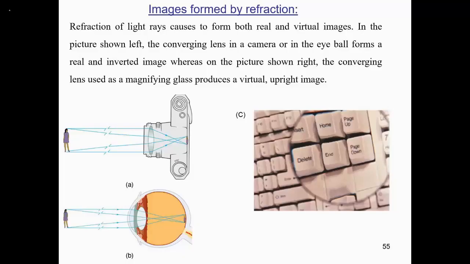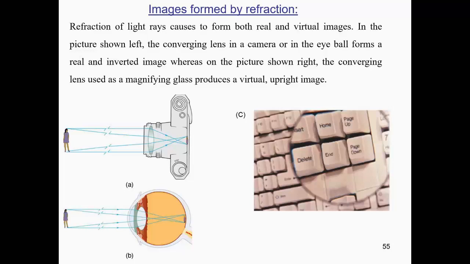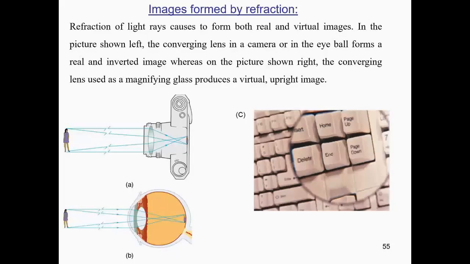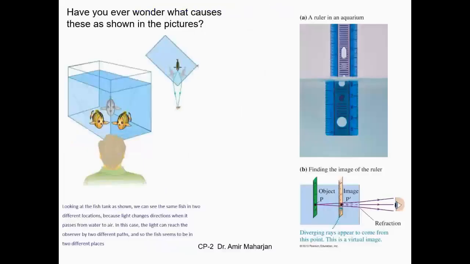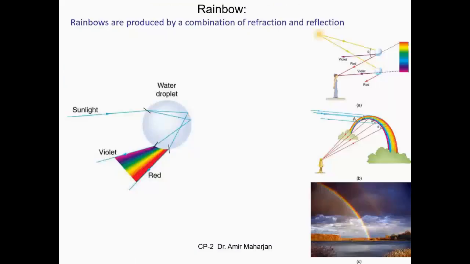Our last part is image formation by refraction, or basically image formation by lens. Your camera, or even your eyeball, has a little converging lens, and that lens helps focus the light on the retina, and then you can see the image. So we're going to talk about that. Here are examples of image formation by refraction, or bending of light.